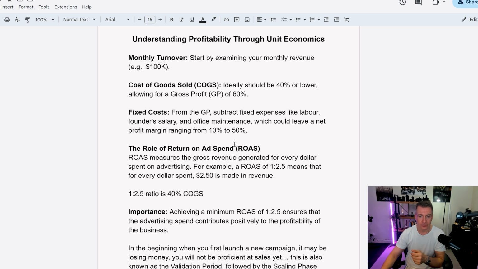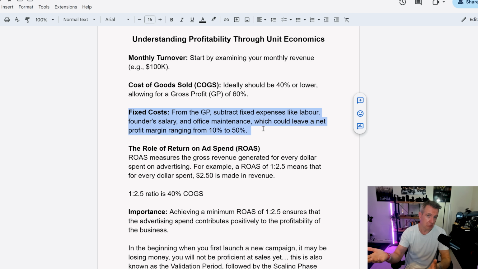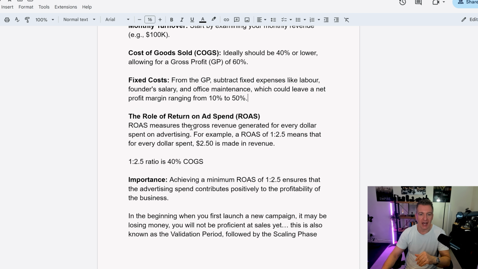Okay? So what that means is if we look at your cost of goods sold, 40% or lower, allowing for a GP of 60%, then in that GP you've got your fixed costs, your labor and income, and that should leave you with 10 to 50% profit margins, right? And I say 50% because your COGS might be only 20%, right? So there's variables here. Now, the role of return on ad spend. So ROAS, people have heard that a lot. It means return on ad spend.